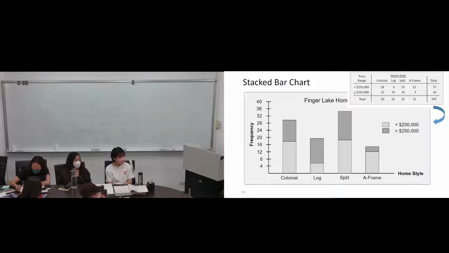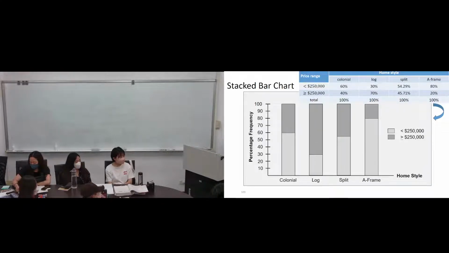And the last one, A-frame. 15 people purchased A-frame. 12 of them purchased at a price below $250,000, and 3 of them purchased A-frame above $250,000. So that's the stacked bar chart. In this chart, we draw a bar for a particular category, and then we use different colors to depict the price range.